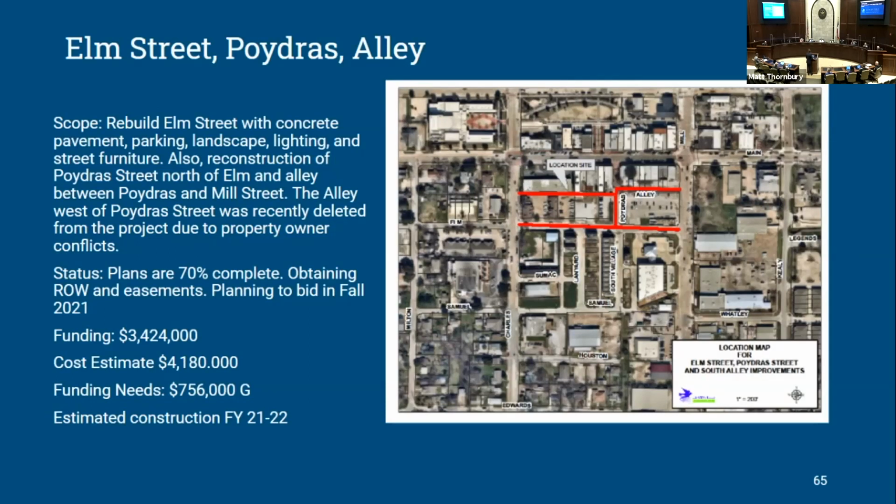Our Elm Street and Poydras and South Alley project. We're at 70% design. The funding is a little bit short, and we're hoping to bid it later in the fall. Now we have deleted part of the alley. The segment of alley west of Poydras has been deleted from the project because of some property owner issues and some uncertainty with regard to redevelopment of that property on that side of Poydras.